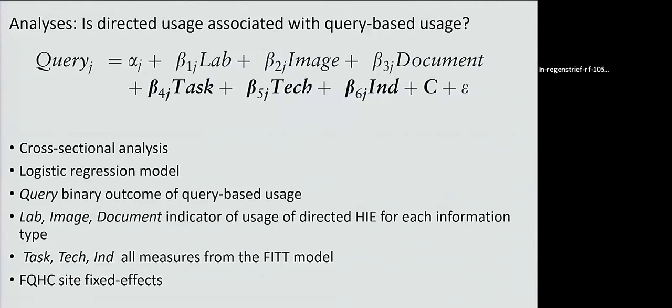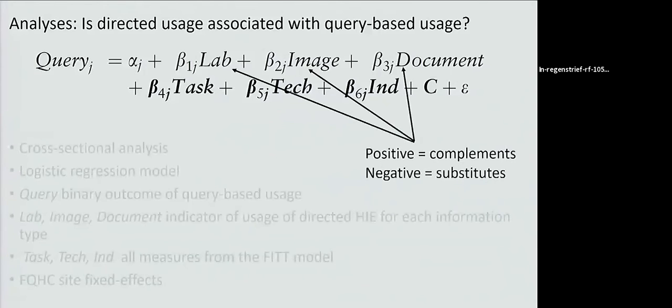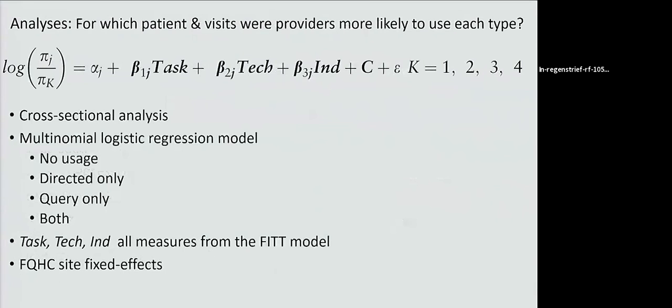We also have our task, technology, and individual measures from the fit model, and we use some fixed effects to control for the clustering. What we're really interested in in this model are these three parameters. If they're positive, that means the two systems are working as complements: I got one, it increases the odds that I'll go look in the other. If they're negative, it means I got a lab, and that actually decreases the likelihood that I'll go use the query-based system, which would be contrary to most of our expectations based on policy.